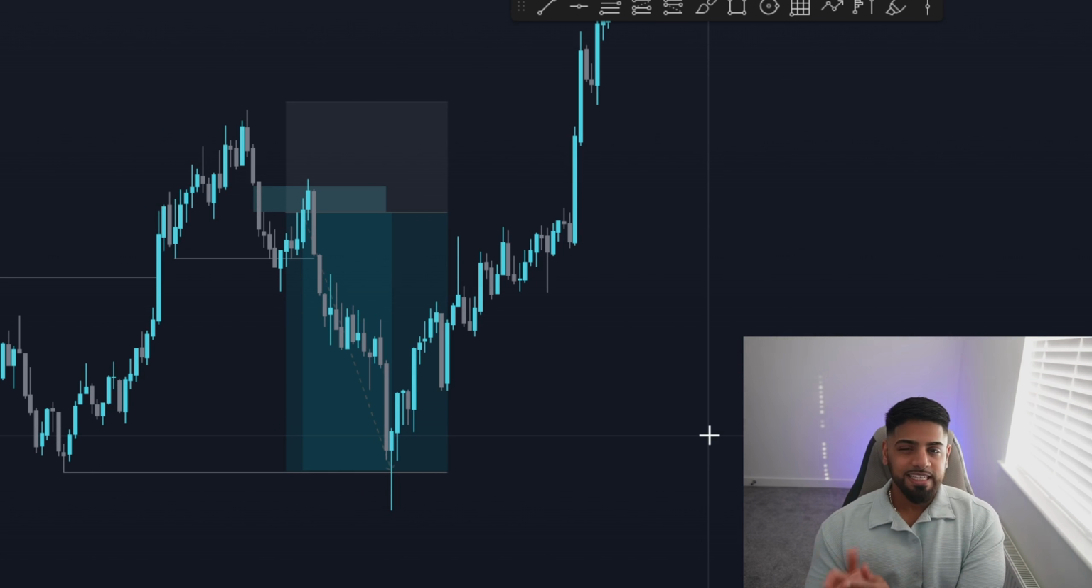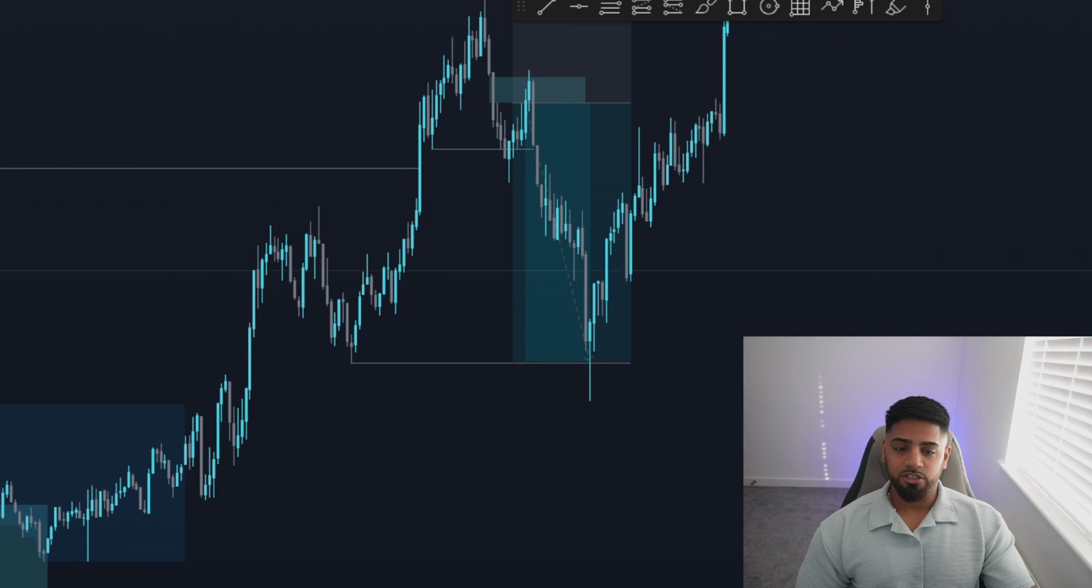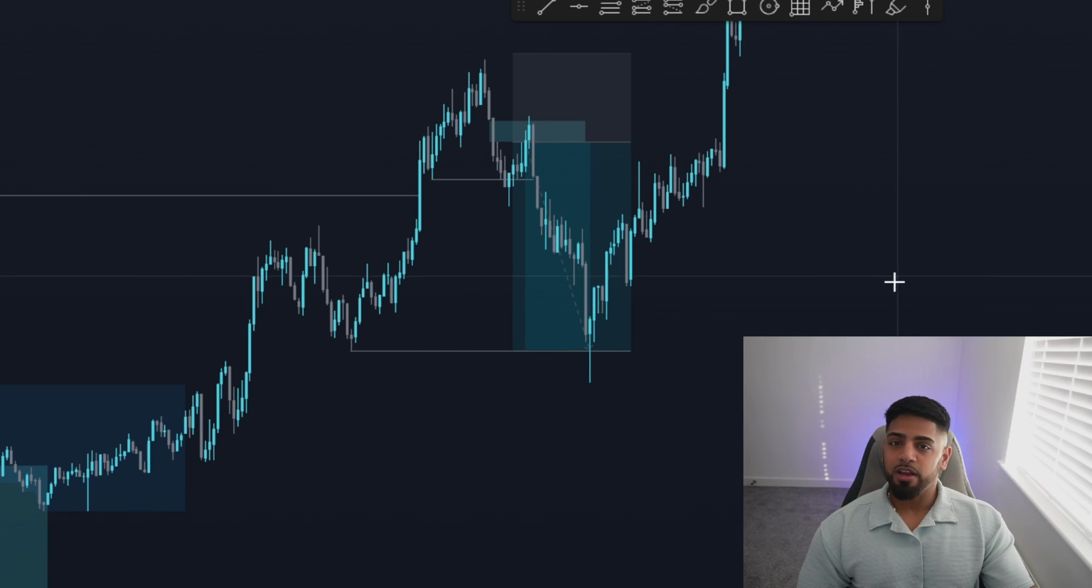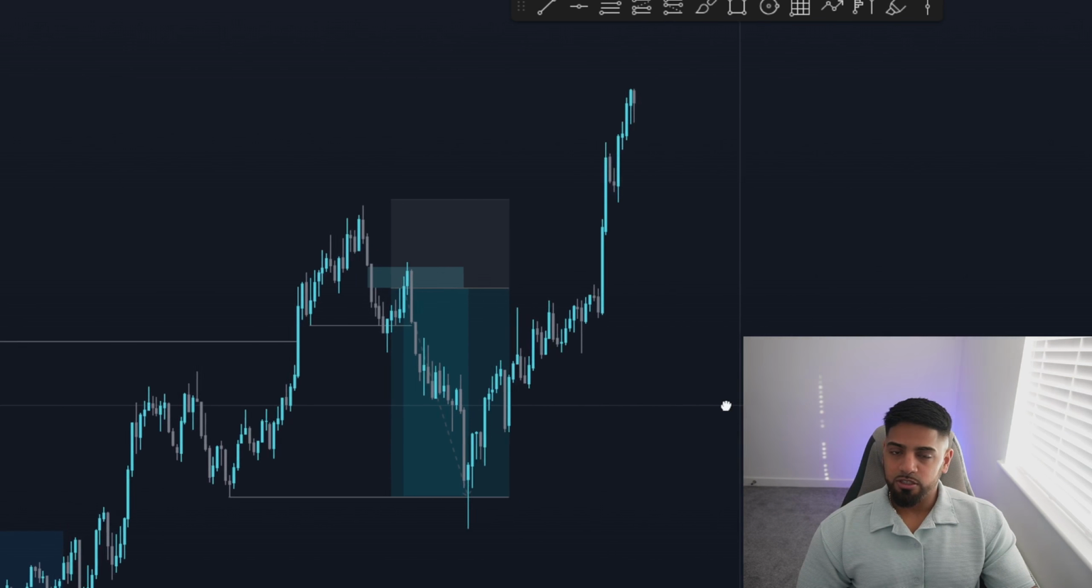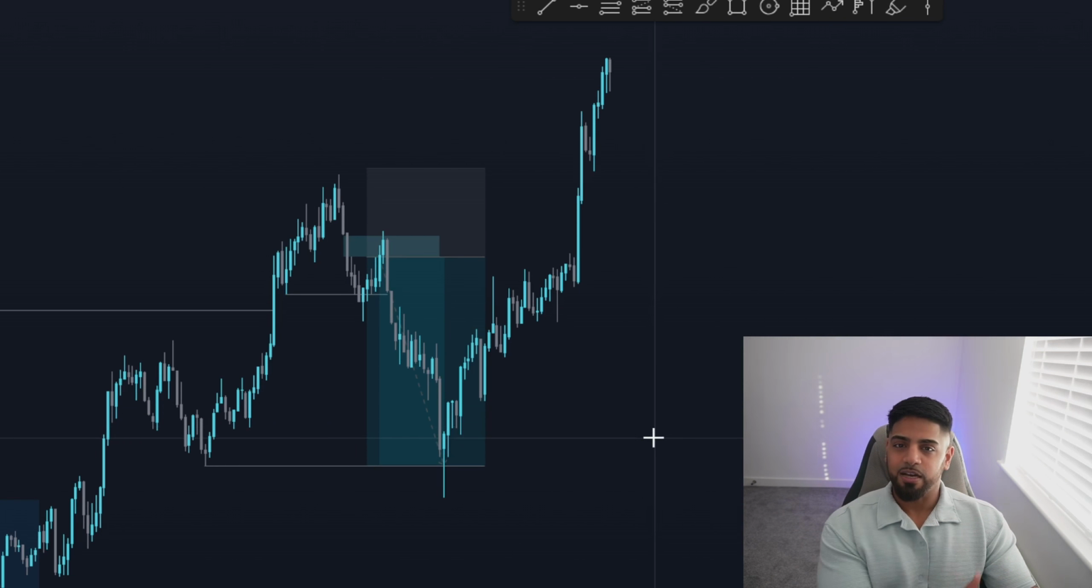This is why your exit is just as important as your entry, because you need to know when to get out of the market. Because if you held this position to go lower, you would have been break even. Or worse, you would have been stop lossed, right? You have to understand when to exit as well as when to enter.